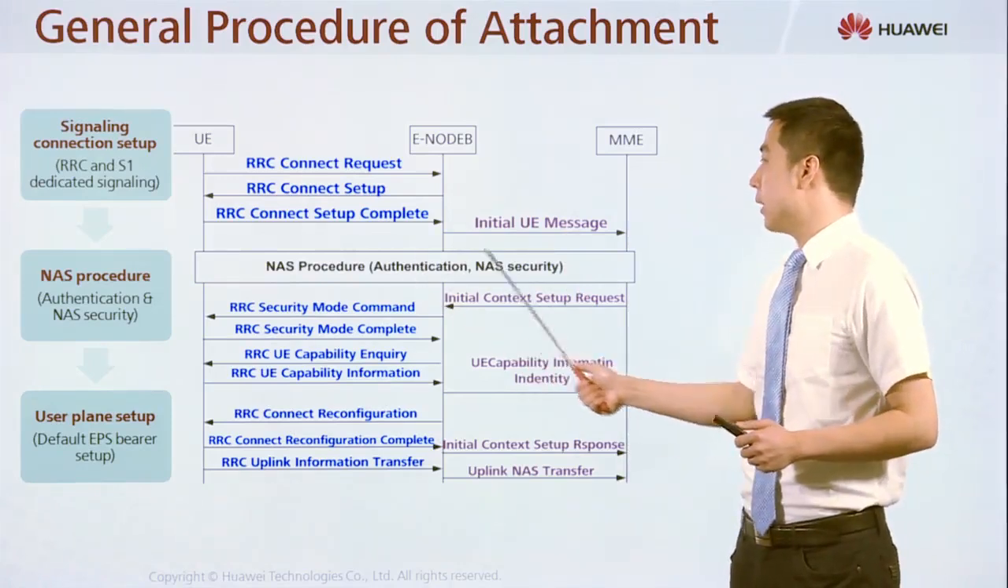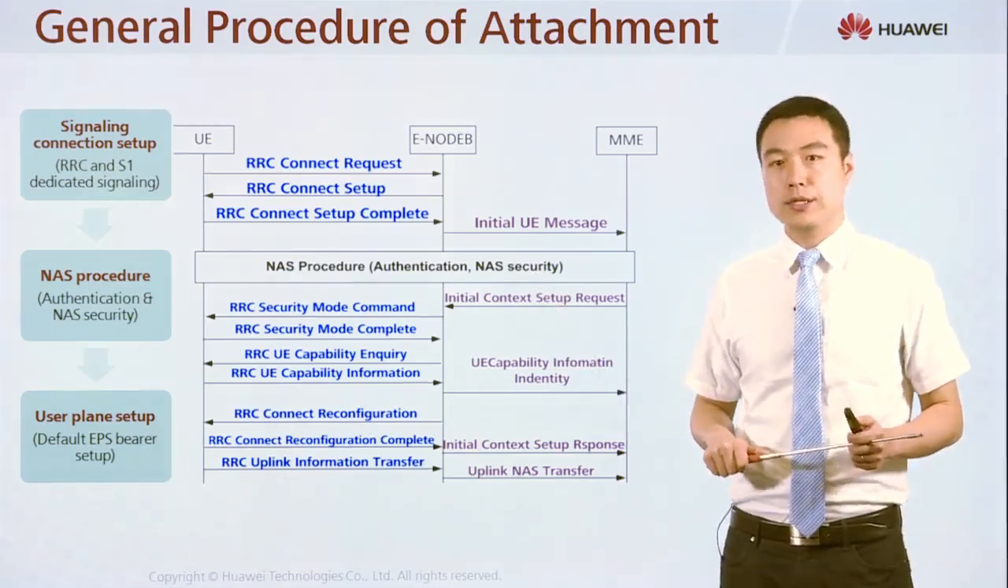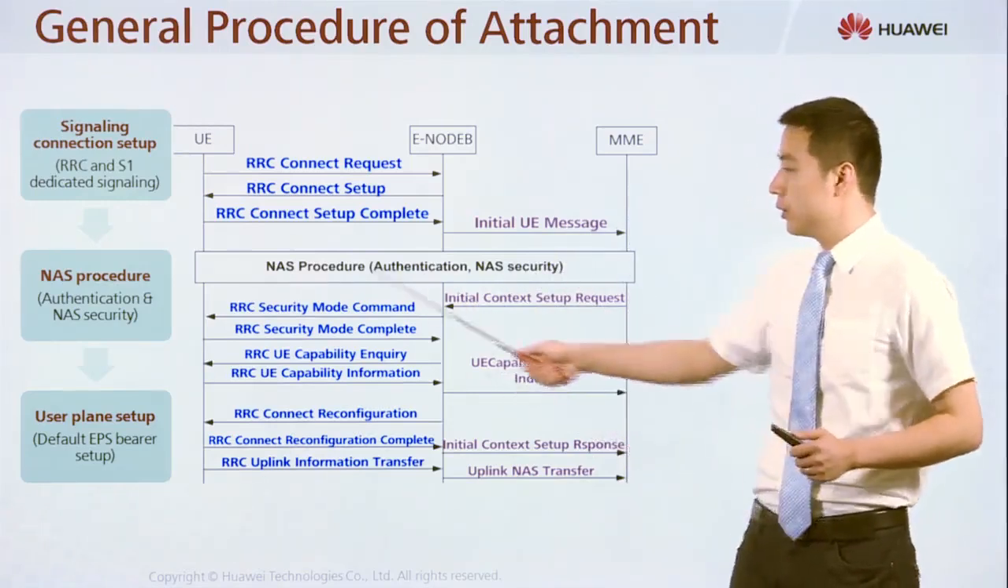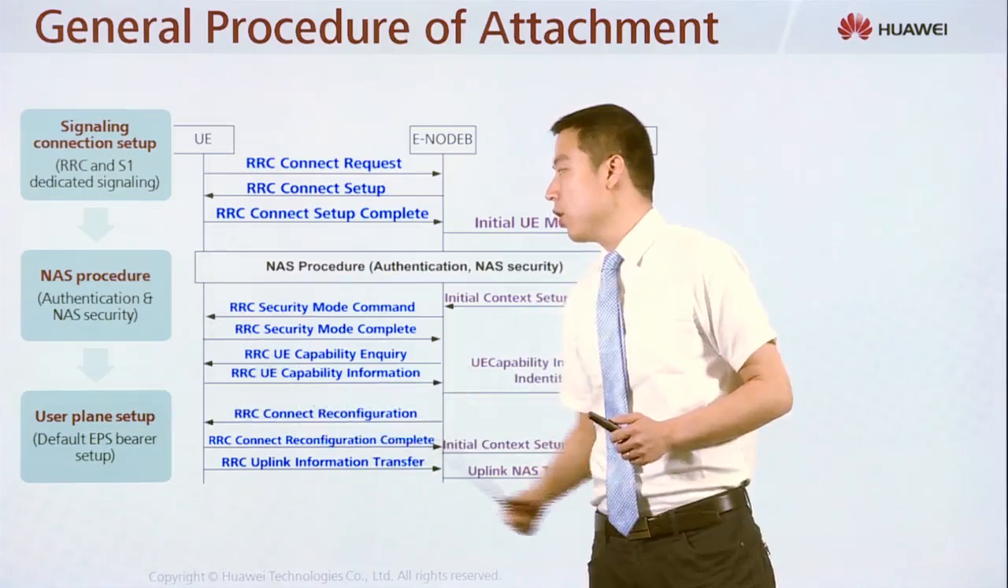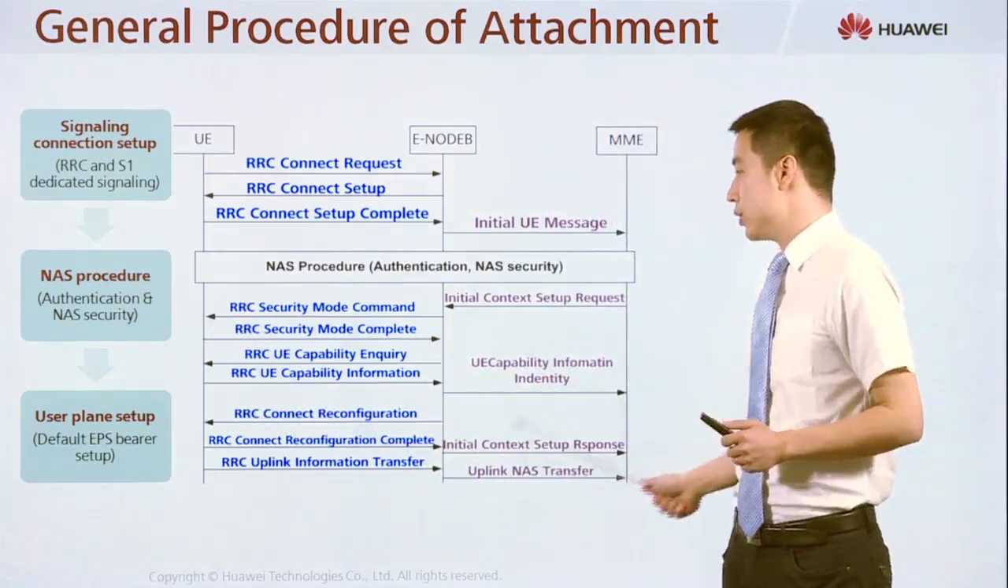Our eNode B is the network element of the radio access network. After the authentication and the NAS security procedures are complete and succeed, then the core network will start to set up the default EPS bearers. Later, we will discuss these procedures.